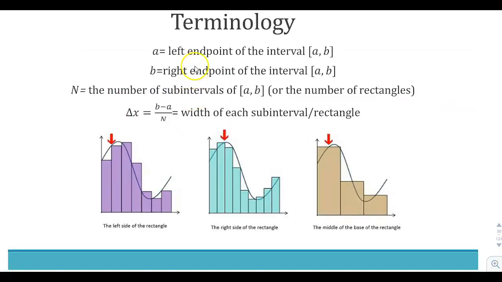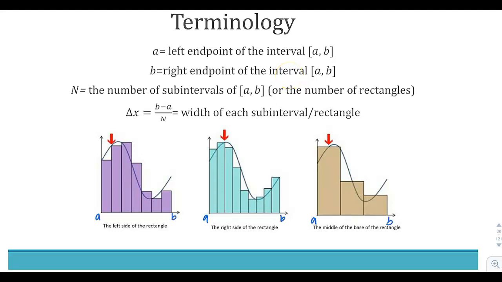All right, let's go ahead and look over some terminology now. So A is going to be the left endpoint of the interval A to B. So matching it up with the graphs that we have here, A is the left endpoint of each of the intervals, and B is the right point of each of the intervals.